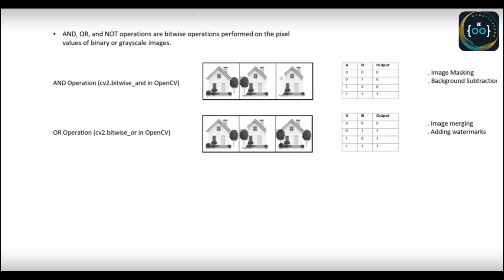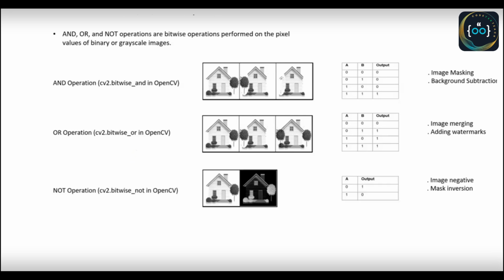The OR operation can be used to merge two binary images where the resulting image will have all the non-zero regions of both input images. If you have a binary image that serves as a watermark and another image where you want to add this watermark, you can use the OR operation to accomplish this. The NOT operation is a unary operation, meaning it operates on a single image rather than two.